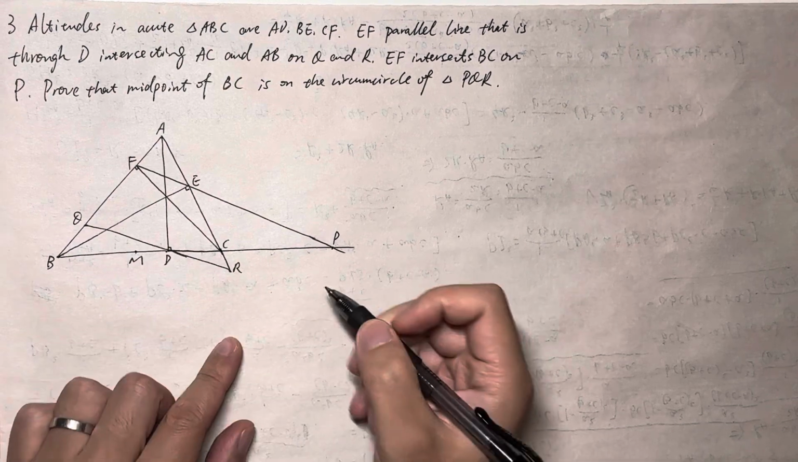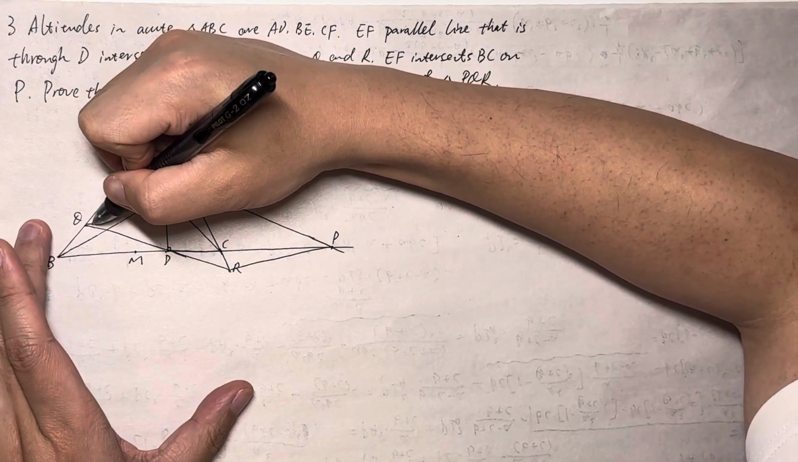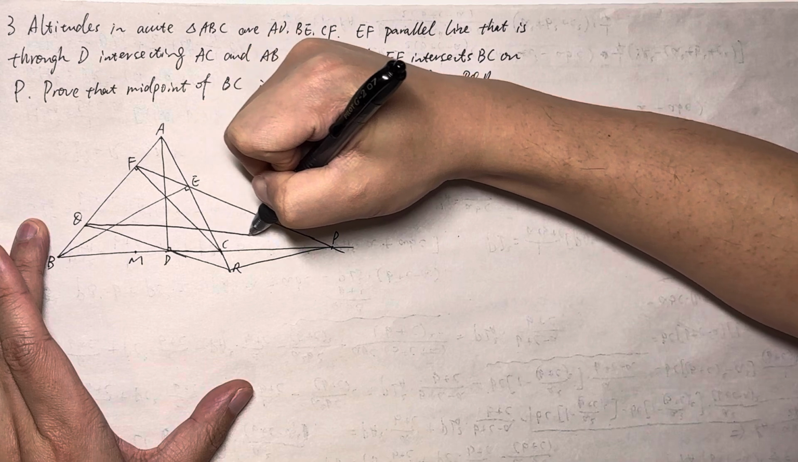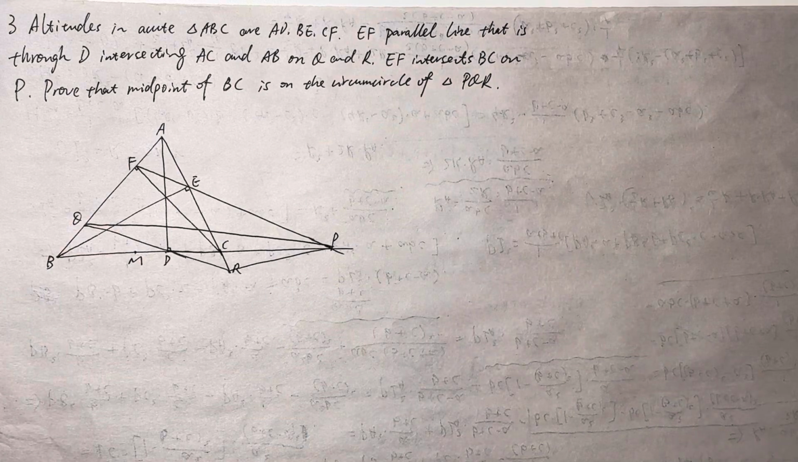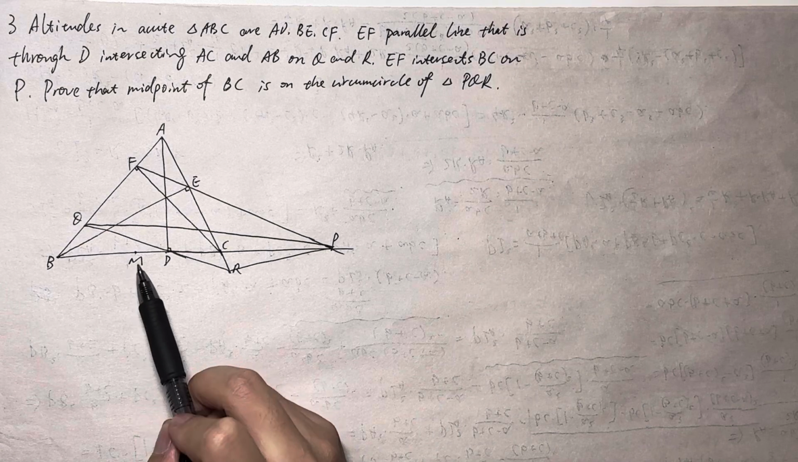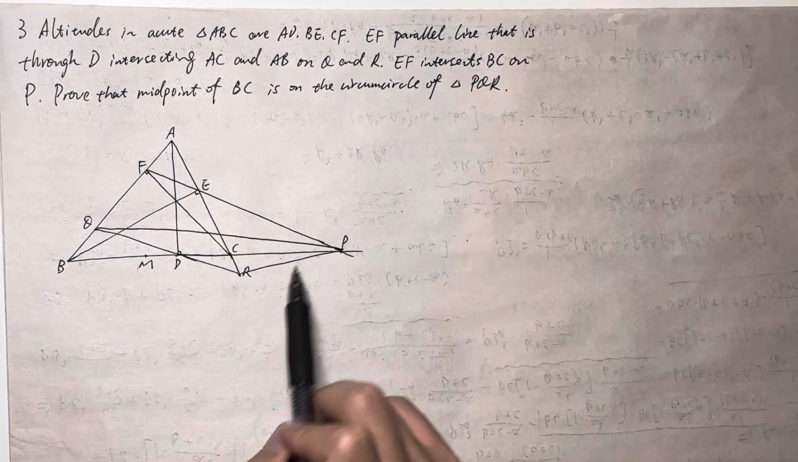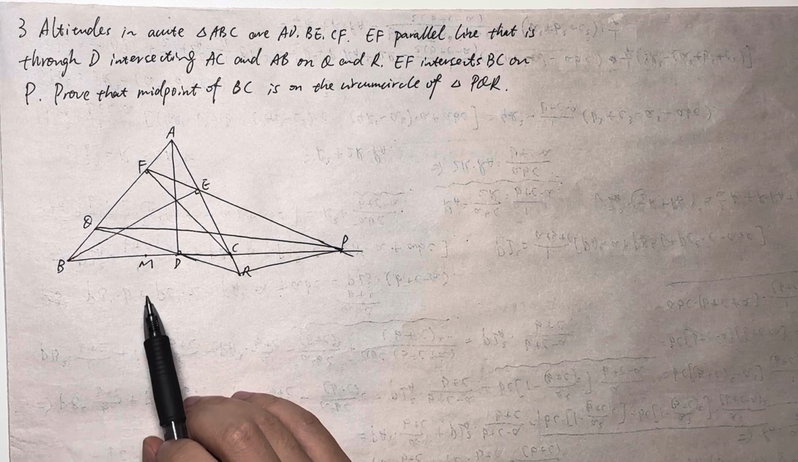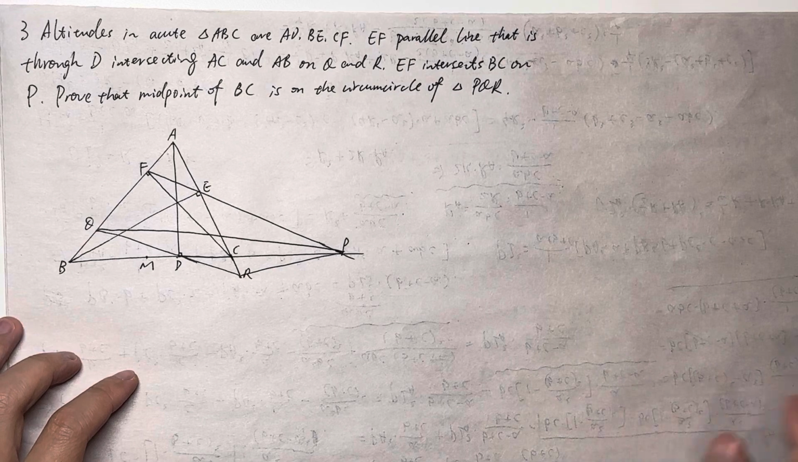PQR. So let's connect PQR. So what is this problem actually asking for? We want to prove point M is on the circumcircle of triangle PQR, which means we just need to prove MRPQ are cyclic. That's the same claim.